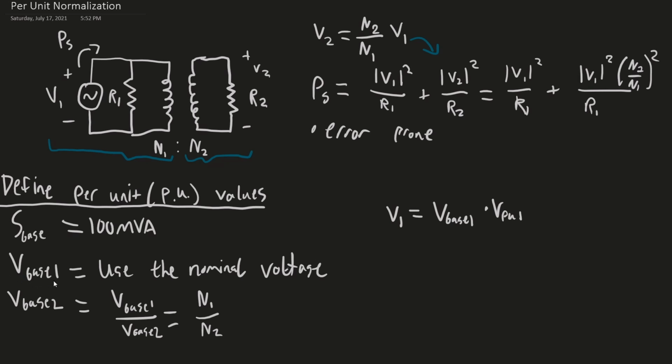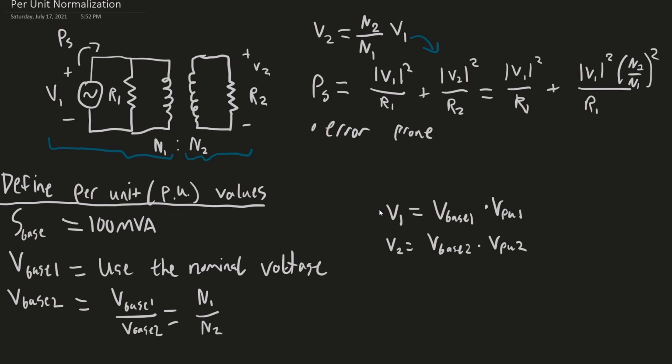So if we define V base 1 to be equal to V1, because that is the nominal voltage for this region of the circuit, you can see that V per unit 1 would just be equal to 1. It is saying that V1 is equal to just the base voltage times 1. For V2, we would write similarly, V2 equals V base 2 times V per unit 2.